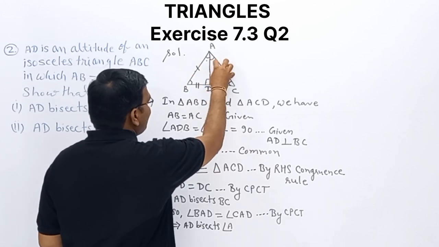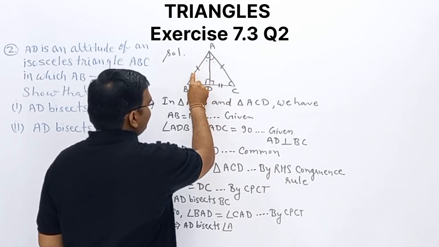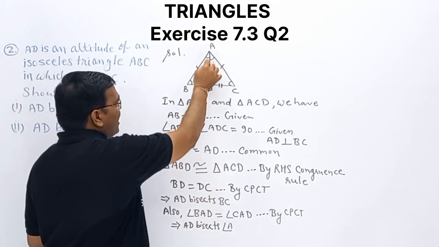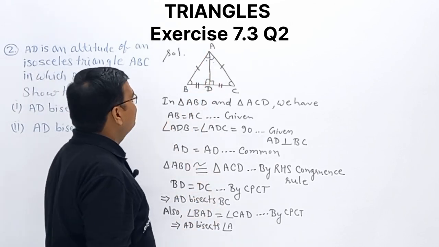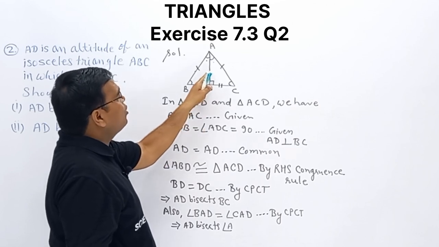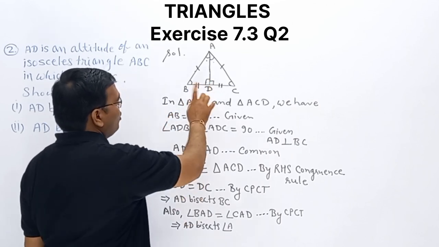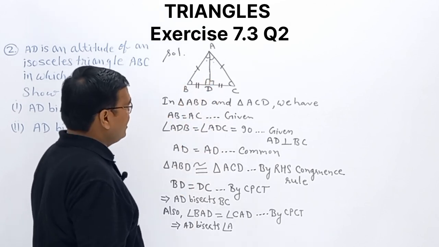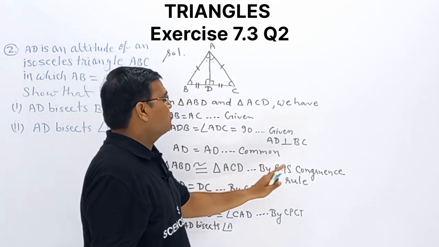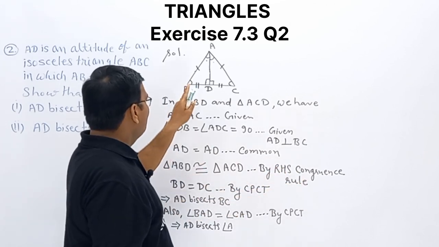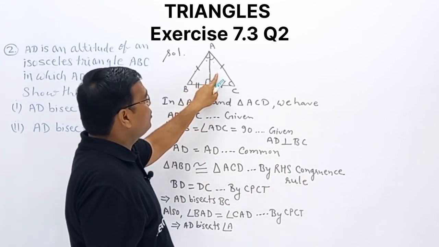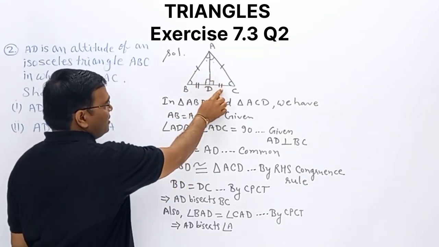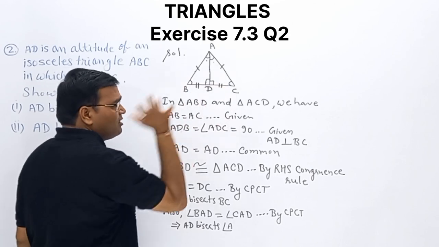So for these 2 triangles, hypotenuse is what? Equal in both the triangles. One side is equal in both, in this diagram this side is common, so it is equal in both, and one angle is what? Right angle. So we can say RHS congruence rule, we proved this triangle is congruent to this one, so corresponding parts will be equal, so this side will be equal to this one, so we can say AD is bisecting BC, we proved.